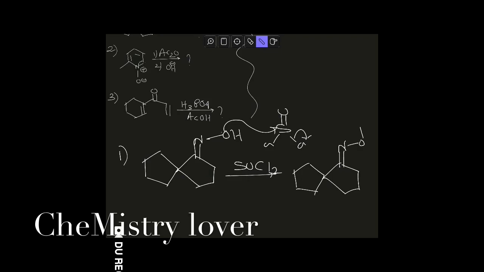So here what you will get is something like this, OSOCl. Now if you look at this particular thing very carefully, it has a similarity with this: let's say you have this N, this O, and any leaving group, for example OTs, and one R group. This will remind you of one reaction, that is the Beckmann rearrangement.